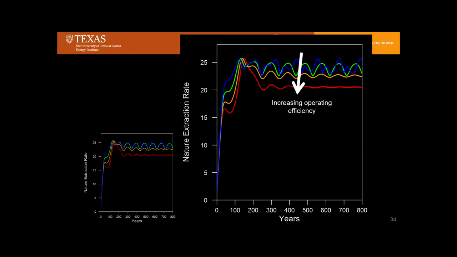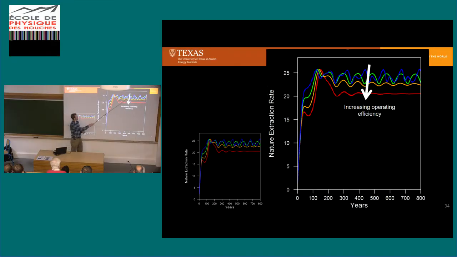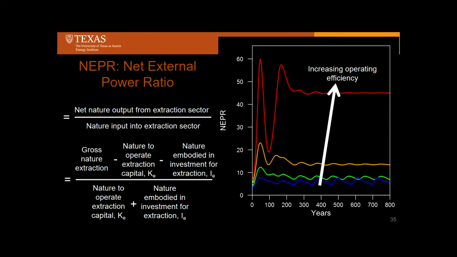Here is the nature extraction rate. If I'm more efficient, again, I'm able to have a lower extraction rate. The rate at which I'm pulling it out of nature can be lower for the equivalent other states of the economy that have been in the other slides.